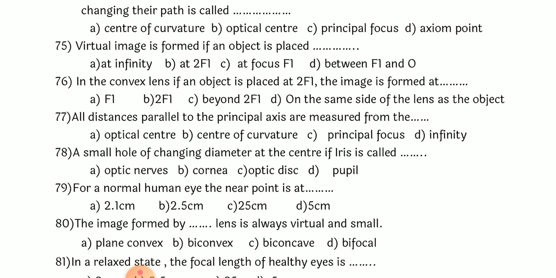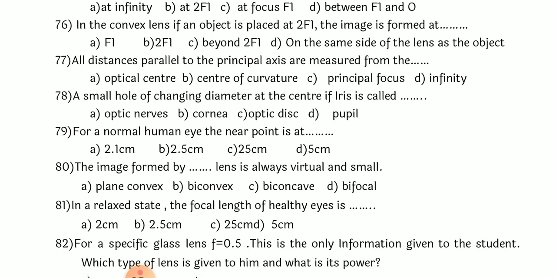Question number 78. A small hole of changing diameter at the center of the iris is called the pupil. Question number 79. There are many questions to discuss. For a normal human eye, the near point is at what? That is 25 centimeter. So option is C.